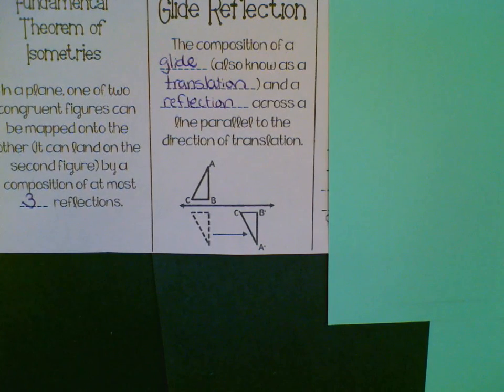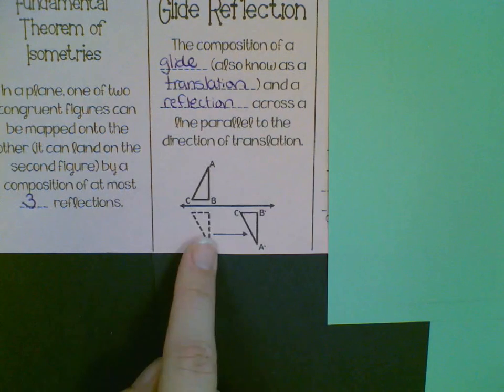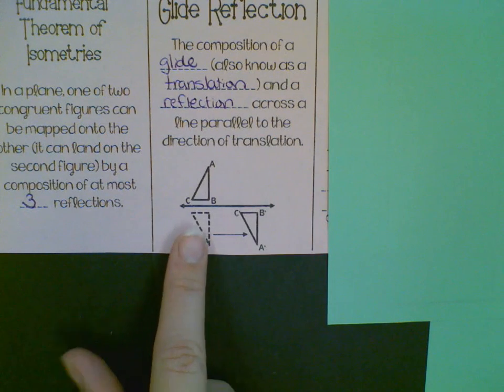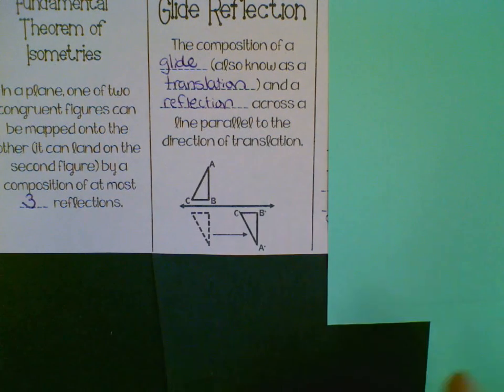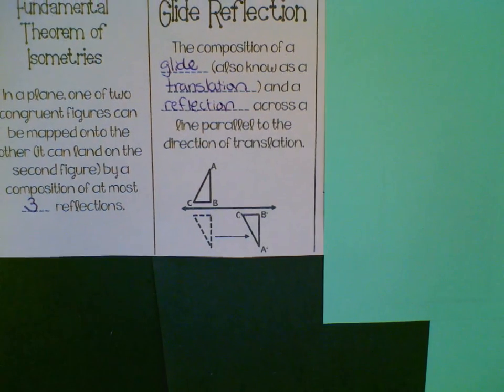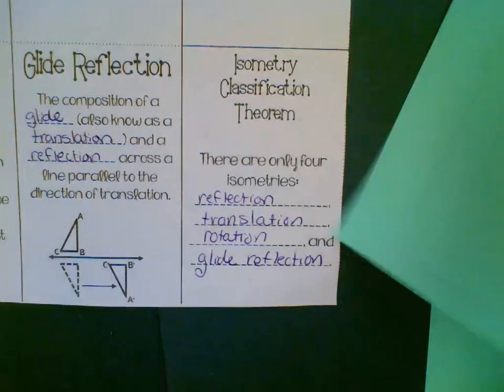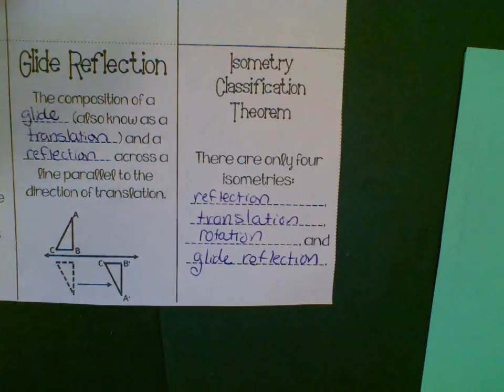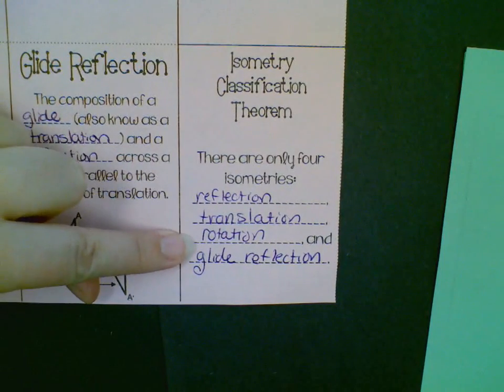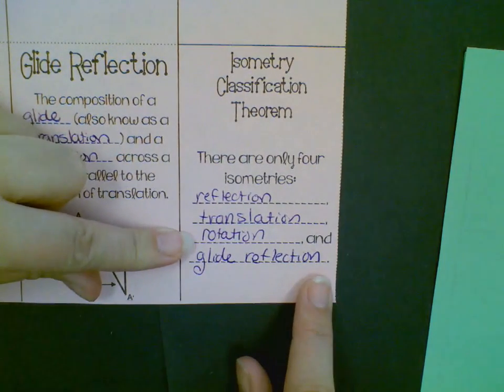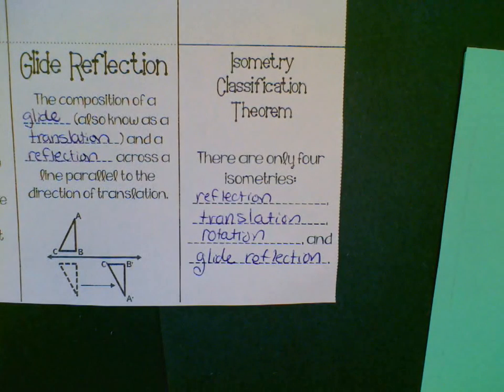And then another type of isometry or transformation that we're going to look at is called a glide reflection. Basically, this is if we translate and reflect. So for here, we flipped over, we reflected, and then we slid. So that's a glide reflection, because you're doing a translation and reflecting. And last, here is our list of isometries. So there are 4: reflection, translation, rotation, and the glide reflection. Those transformations all create congruent images.